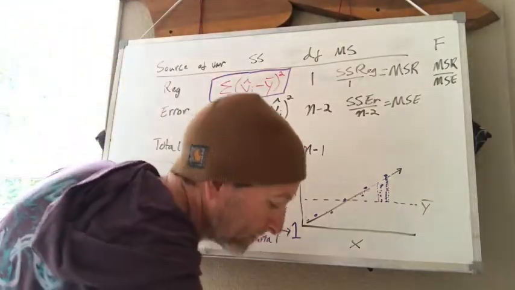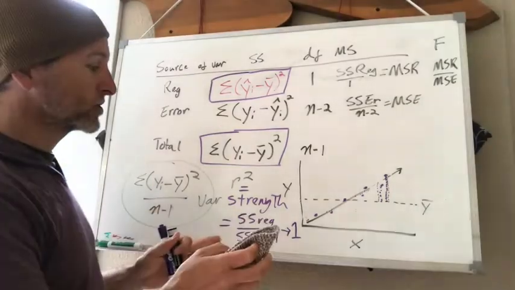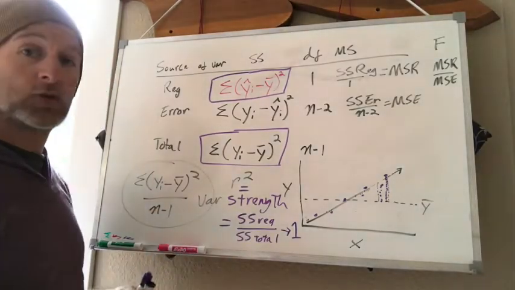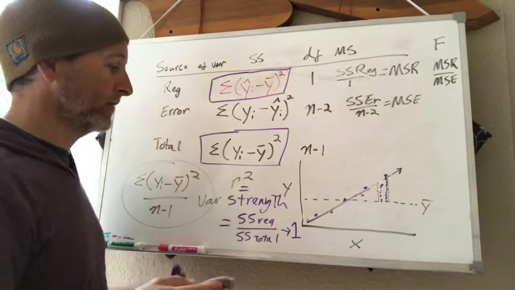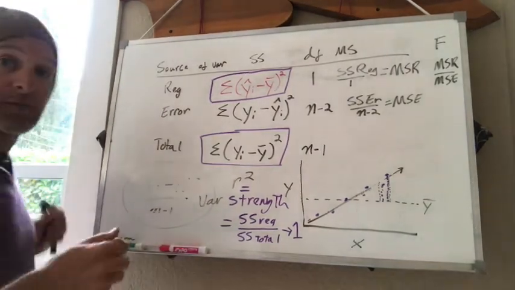Okay, finally. So that's what we can do with sums of squares, and that's how it's related to that all-important R-squared value, which is a measure of strength in our data set. Let's clean up this board a little bit.